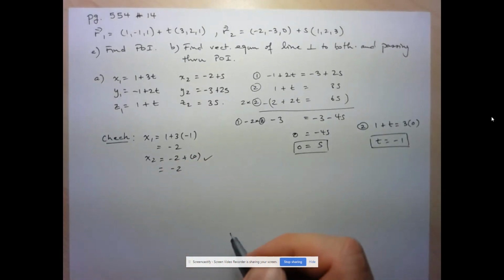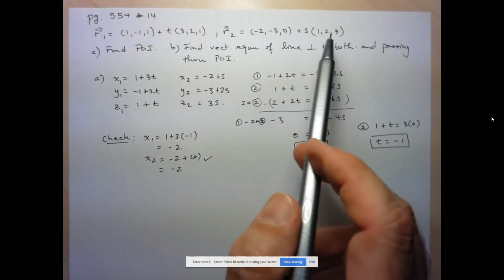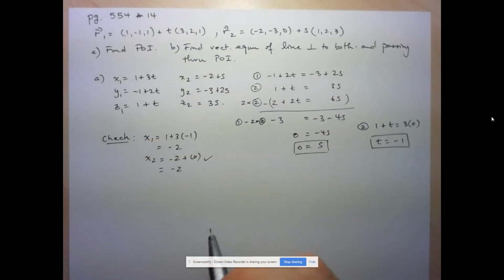So it means that these are indeed intersecting lines. By the way, quick look to see that they're clearly not parallel. So now I found the x value.